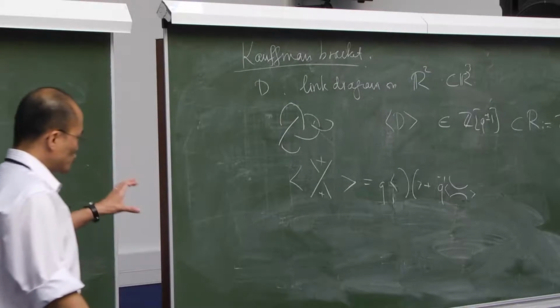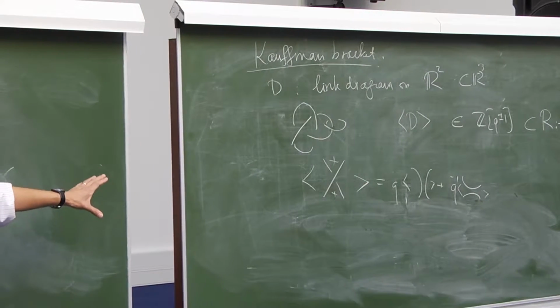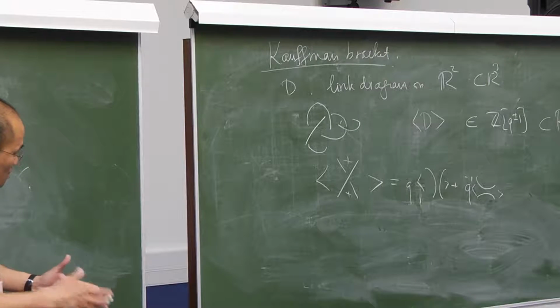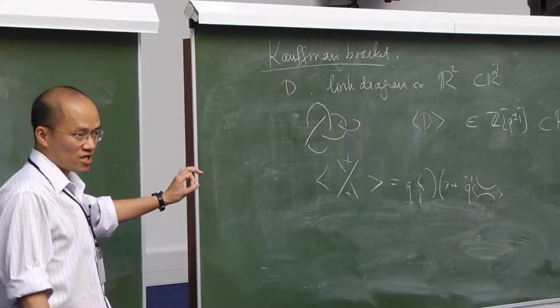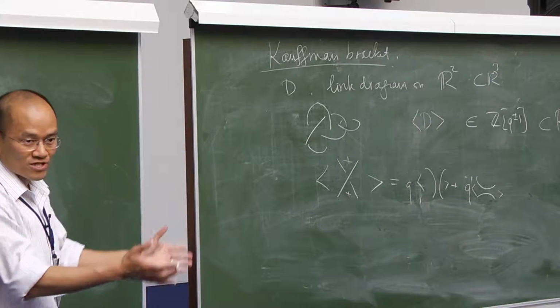Okay. So if you do this to every crossing, eventually, if you have k crossings, you get a sum of 2 to the k such diagrams, and now without any crossing.